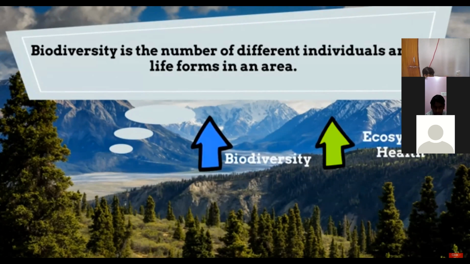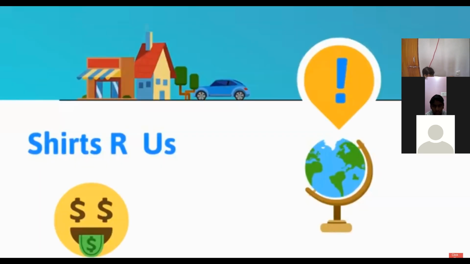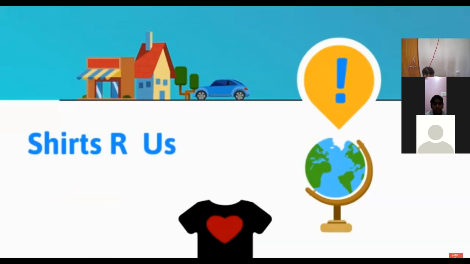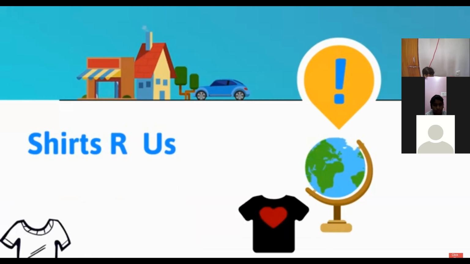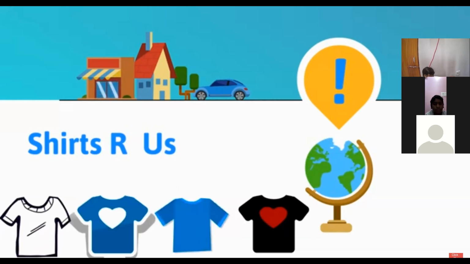Think of it like this. You're running a business. You want your business to be healthy and make money. Imagine you sell shirts. However, you only sell a black shirt with a heart on it, so you're limited. If these shirts go out of style, you're out of business. If you have a variety of shirts, as fashion changes and tastes change, you're better able to adapt to these changes and continue making money.